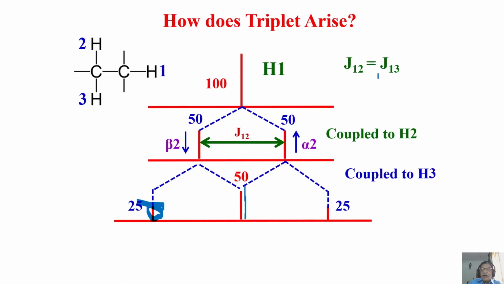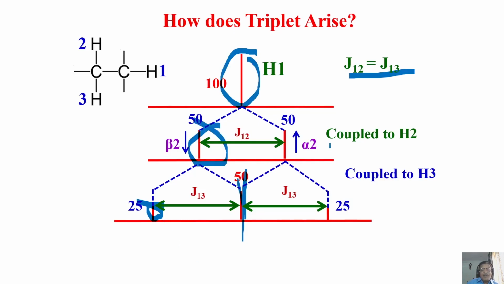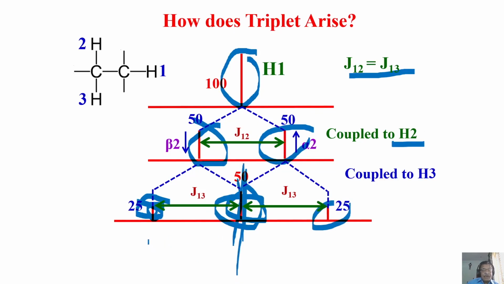Why is it overlapped? Because the coupling is the same. J12 is equal to J13. If J12 were not equal to J13, you would have got 4 peaks, like the family tree approach we did. But because of equivalence, the central two peaks are overlapped with equal intensity. So now understand this one. 100 intensity became 50-50 due to coupling with this proton, and each of them became 25, 25, 25, and 25. These two central peaks overlap, and the total intensity becomes 25, 50, and 25.